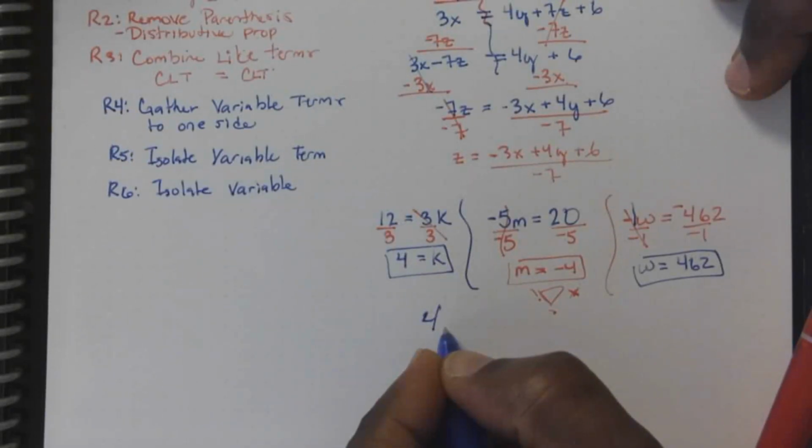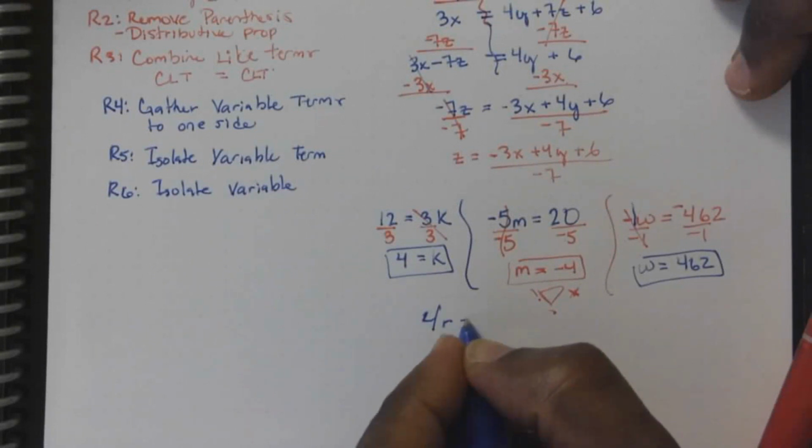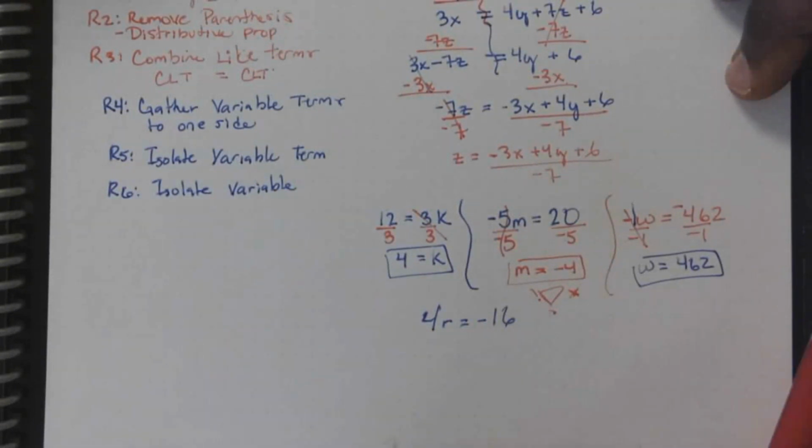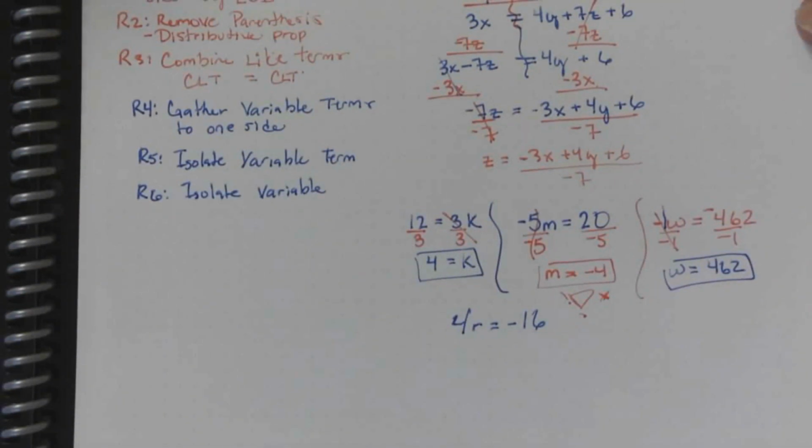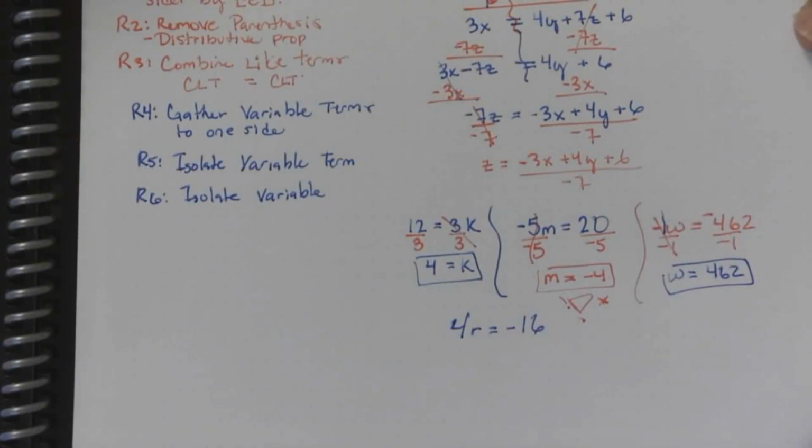All right. Try this one right here. Try that one. Get r by itself.